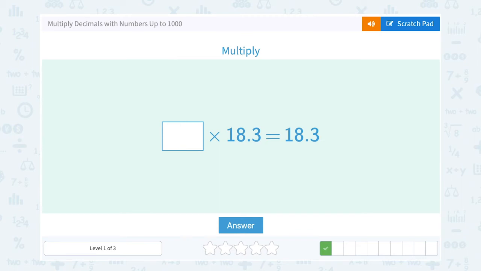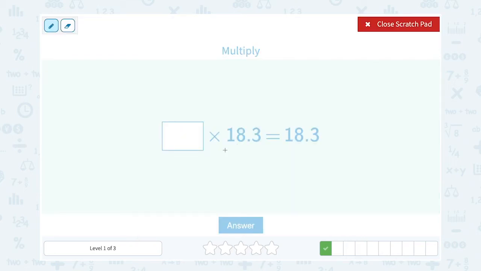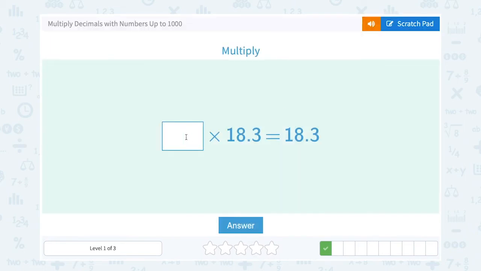What number times 18.3 is going to equal 18.3? Well, notice these two numbers are exactly the same. So what is the only number I can multiply something by that doesn't change its value? Well, multiplying by 1 is the only thing that doesn't change a number's value. So this must be 1 times 18.3.